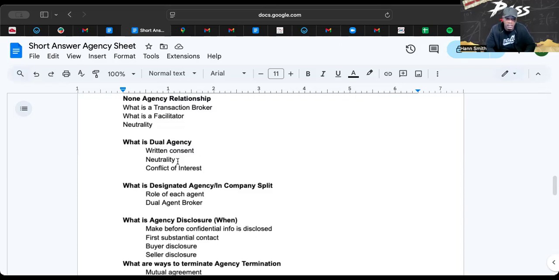Another type of agency relationship is designated agency, or what we call an in-company split. This is also a dual agency relationship, but it's more of a dual agency relationship with the broker, where the broker has the buyer and the seller being represented by different agents of that brokerage. The buyer and the seller will be represented by different agents in that same brokerage, and that's called designated agency. One is designated to represent the seller, one is designated to represent the buyer. That's an agency relationship where the broker is a dual agent.